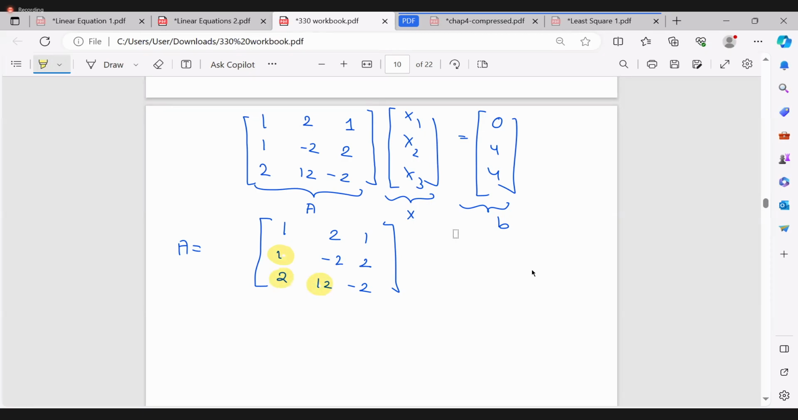These three, right? For the first iteration, you will convert the values in the first column to 0. That means you need to make these two particular values 0. So R2 prime is equal to R2 minus R1, and R3 prime is equal to R3.